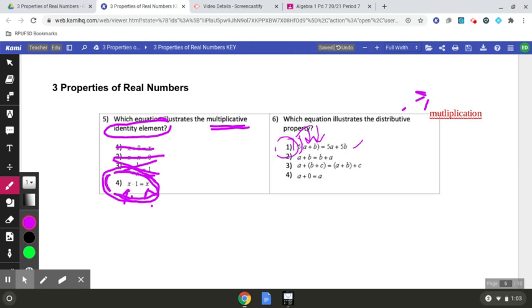In choice 2, you'll notice A and B are switching places, and in 3, the grouping is changing. And in 4, we're talking about the identity staying the same. A is equal to A.